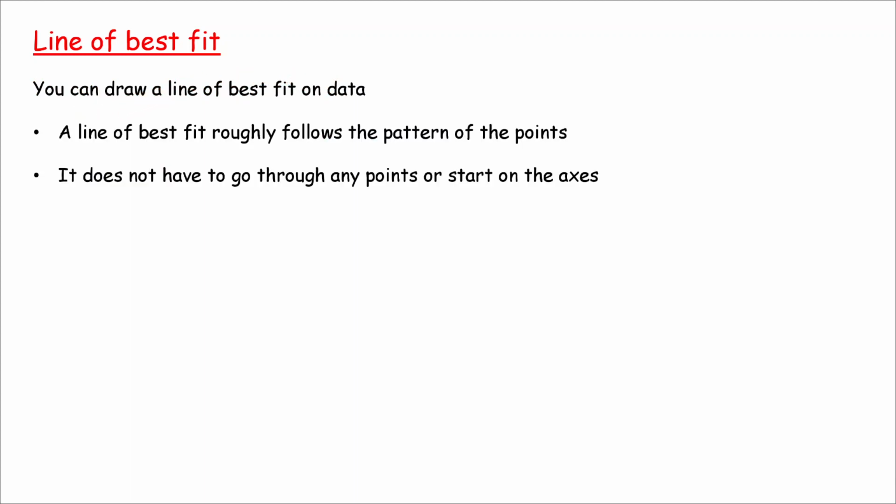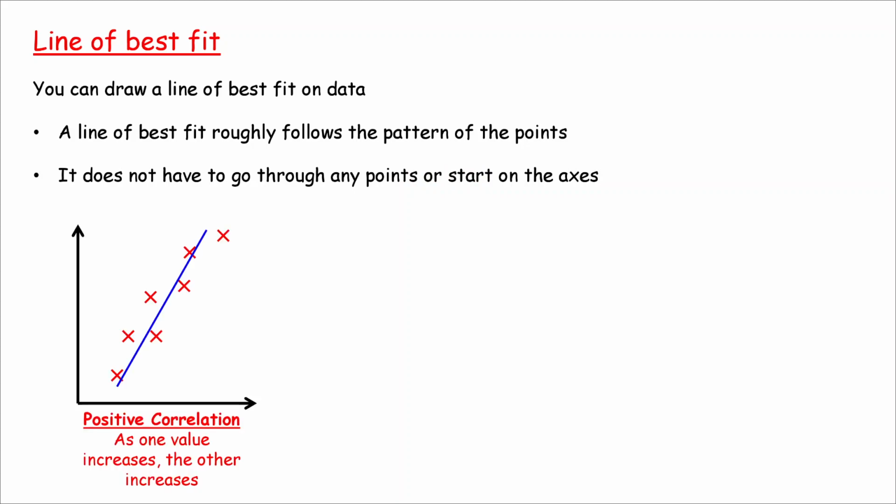Okay, so in this video we're looking at lines of best fit and types of correlation with scatter graphs, and let's get into it. So you can draw a line of best fit on data, and a line of best fit roughly follows the pattern of the points. It does not have to go through any of the points or start on the axis. What does that really mean?